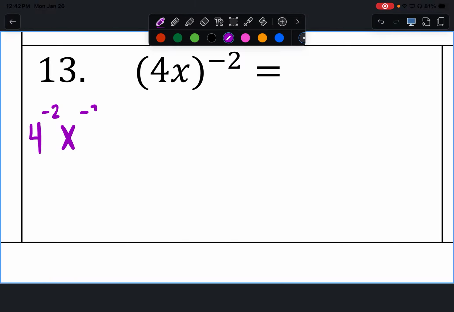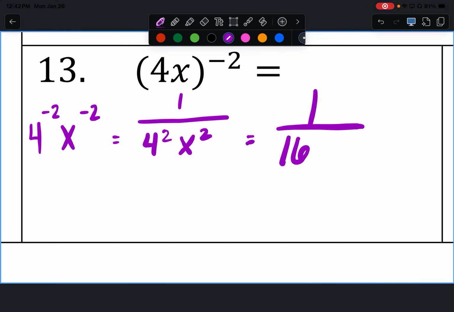What did y'all get for your answer for 13? Have you got it yet? What is it? Not quite. 1 over 16x squared. Because both of these have an exponent of negative 2, so they both go to the denominator. So we get 1 over 4 squared, x squared. What is 4 squared? So 16, x squared. Because both of them get the power of negative 2.